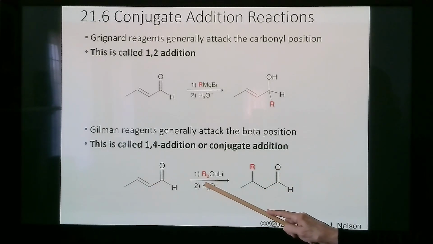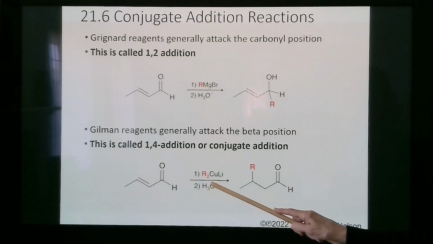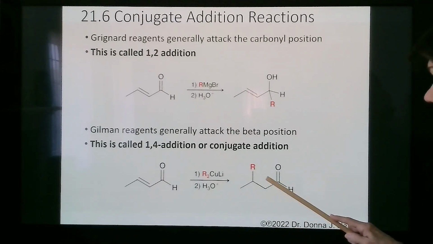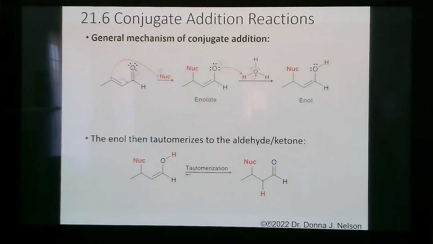And then when the reaction solution is neutralized, then that's protonated. So here are the mechanisms.